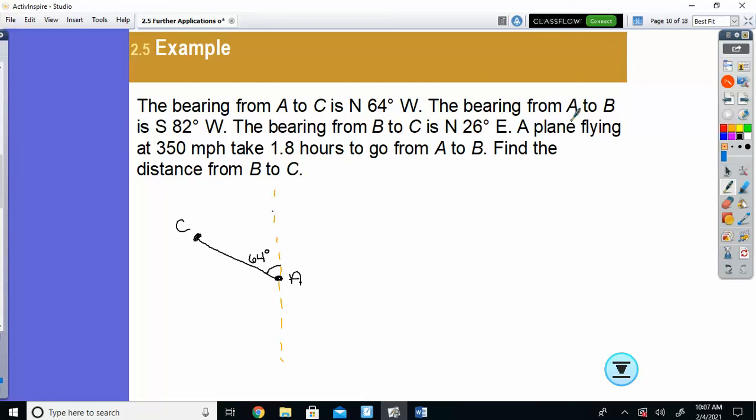The bearing from A, so I'm back to bearing, but I'm looking at point A, I already have my north-south line, to get to B is south 82 degrees west. So here's my point B out here. This is 82 degrees.